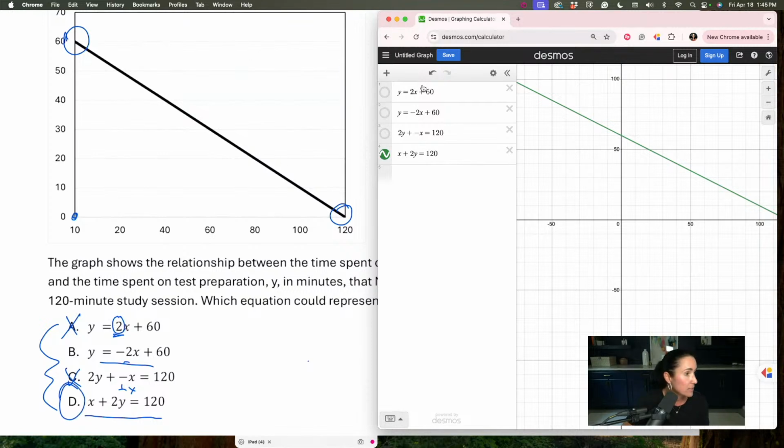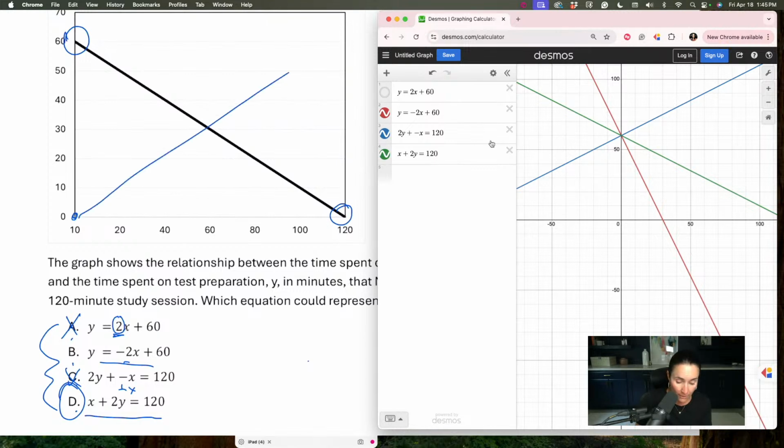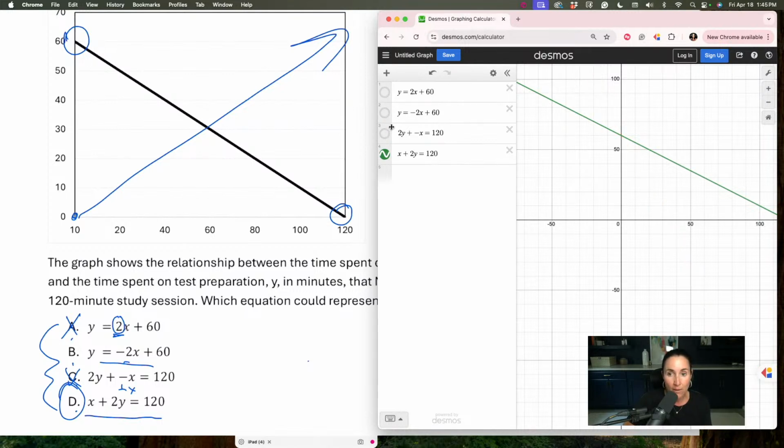Let me turn those lines on again. And you could have started right off the bat with Desmos. You could have just added A, B, C, and D into Desmos like this. I would have eliminated A right away because it's a positive slope. So now you only have to decipher between these. Look at the blue line, another positive slope. It's going like this. We don't want that. Okay, C is out. Now we're between B and D. B is too steep. B is out, making D the best answer there.